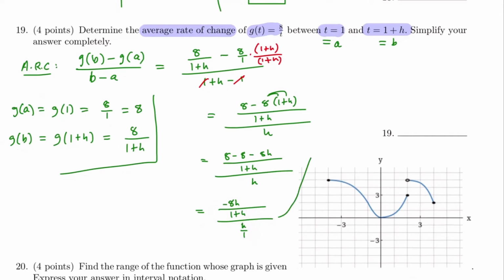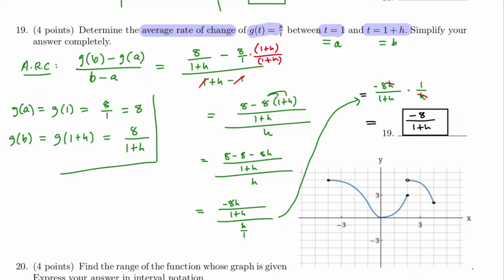So when you do that, all right, let's continue here. So you'll have negative 8h over 1 plus h times 1 over h. So I reciprocate the second fraction. Now I can freely cancel out the common factor, h and h. So I'm left with simply negative 8 over 1 plus h. All right, that fits right into the answer box. There you have it. That is our answer to this problem. That is the average rate of change between those two t values.